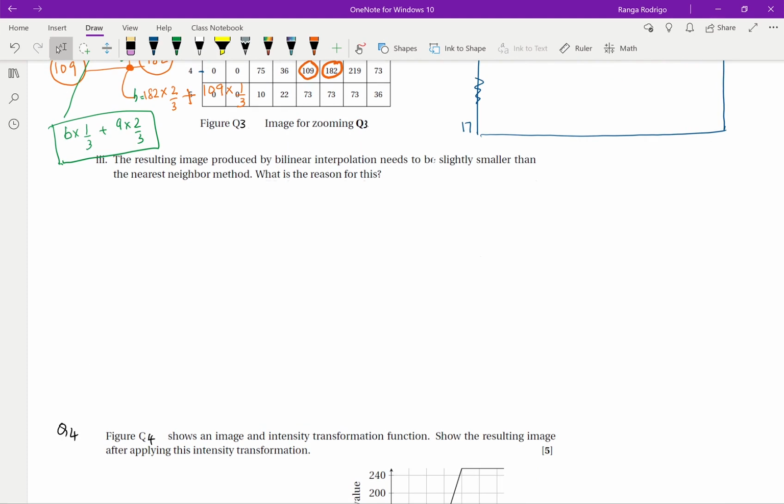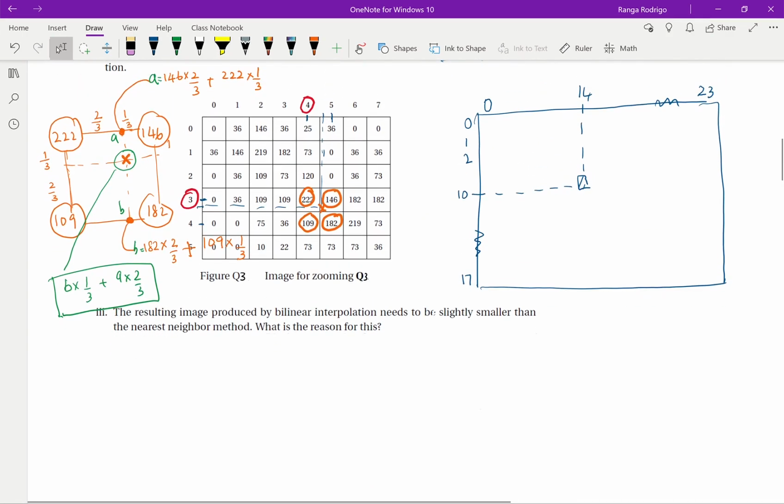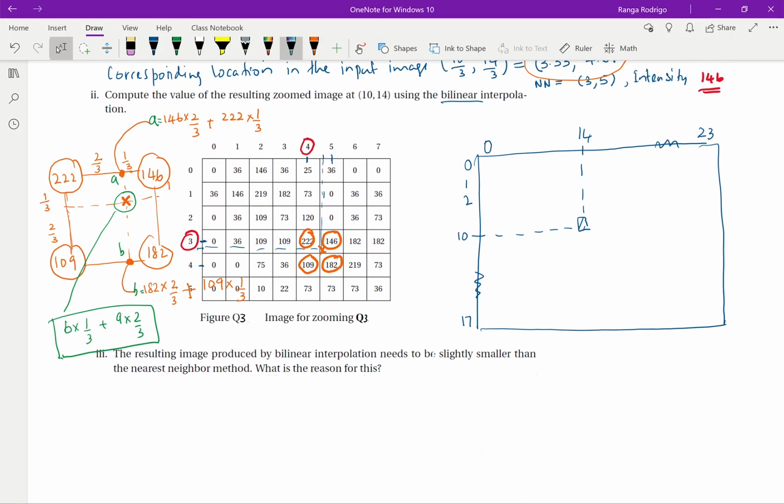The resulting image produced by bilinear interpolation needs to be slightly smaller than the nearest neighbor method. What is the reason for this? So what you are saying is the resulting image produced by bilinear interpolation should be slightly smaller. So that means these areas cannot have values. What's the reason? Because when you take the numbers in these areas and ratio on them, they will fall outside the original image.